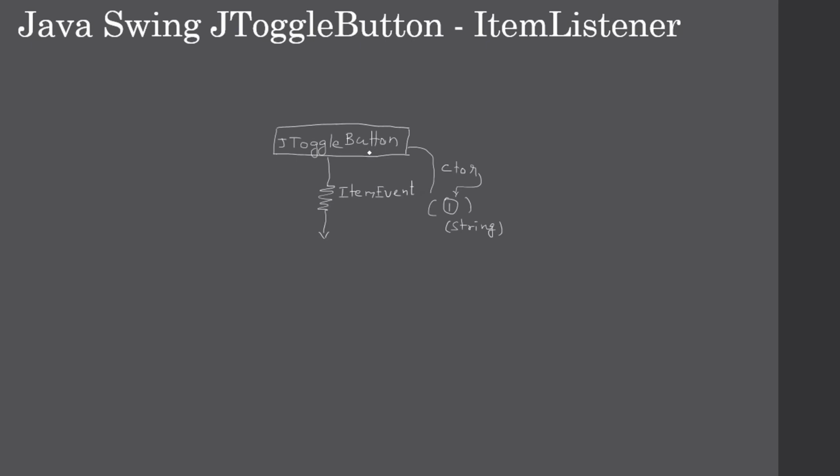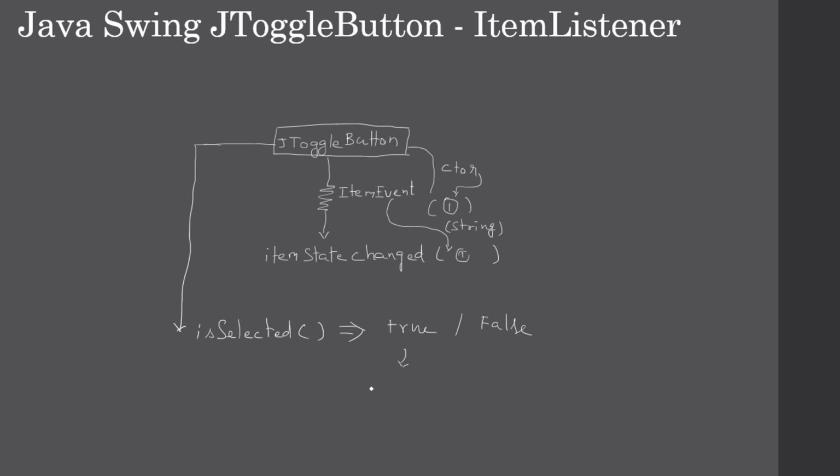So whatever string you specify here acts as the button caption. And even though the name is button, since it's a toggle button, it maintains two states, on and off, or we can say selected and unselected state. So even though it's a button, since it acts as a checkbox, it produces an item event instead of an action event. That means you have to implement ItemListener, then override the method itemStateChanged. So you can make a call to isSelected, which will return either true or false. True means the button is in selected state, otherwise it's in unselected state.